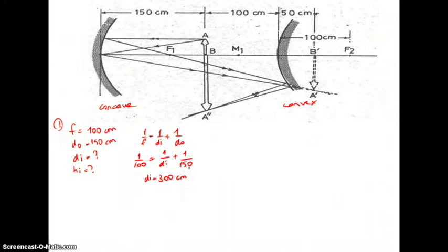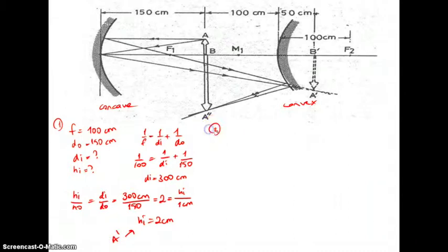We also know that magnification is equal to hi over ho, and this is equal to di over do. We found that di is 300 centimeters and do is 150 centimeters. So this ratio is equal to 2, and we know that height object is 1 centimeter. So height image is 2 centimeters. This is for A prime.